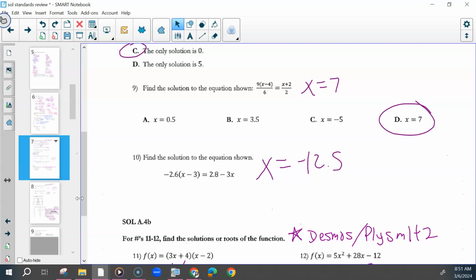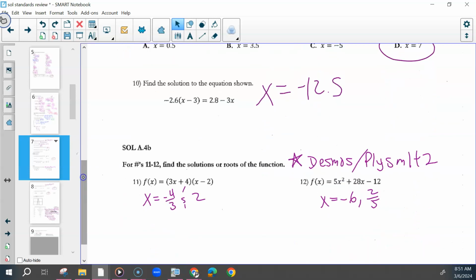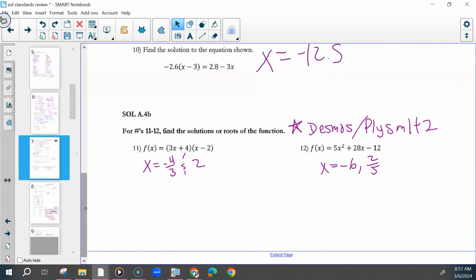11 and 12 happen to be repeats of the previous 2 on the previous page, so the answers are the same: -4/3 and 2, and -6 and 2/5. Go on to the next page once you finish that.